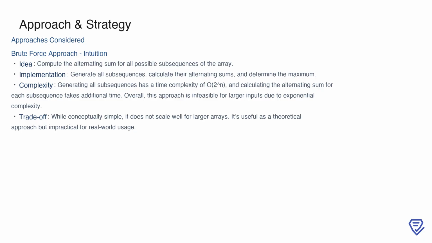The core idea here is to compute the alternating sum for every possible subsequence of the array. In implementation, we would generate all subsequences, calculate their alternating sums, and find the maximum among them. While this approach is conceptually straightforward, its time complexity is prohibitive. Generating all subsequences alone requires O(2^n) time, and calculating the alternating sum for each adds further overhead. As a result, this approach becomes infeasible for larger input sizes due to its exponential nature. While it's a useful theoretical tool to understand the problem, it lacks practicality for real-world applications where efficiency is critical.